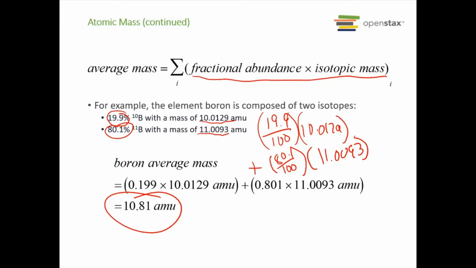Now, if I ask you on an exam, what is the average mass, and I give you these abundances and stuff, you better not add them up and divide by 2 or 3. Like, you wouldn't just add up these two atomic masses and divide by 2.